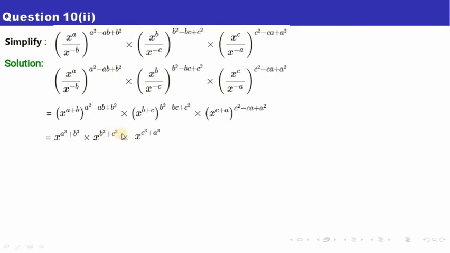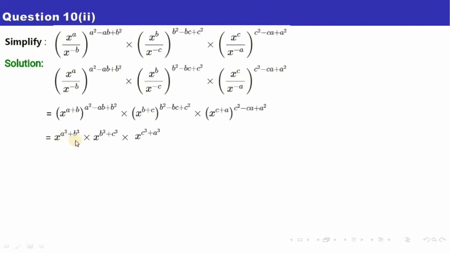So you get b cube plus c cube plus a cube. Now suppose there is a minus b and here you have a square plus ab plus b square, then it becomes a minus b into a square plus ab plus b square. And how much is that? That will be equal to, remember, a cube minus b cube.